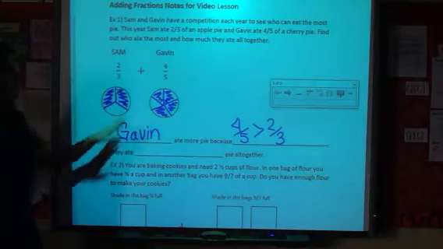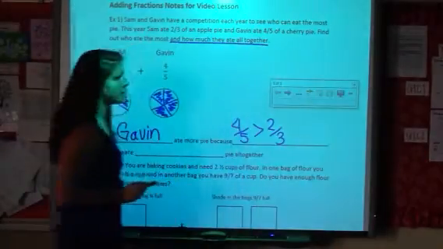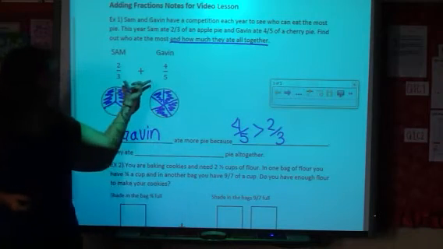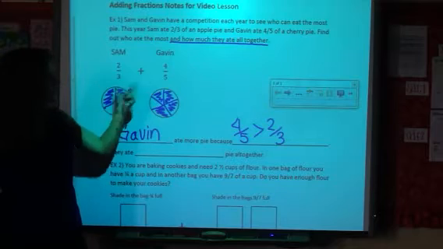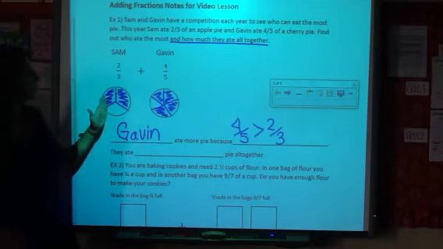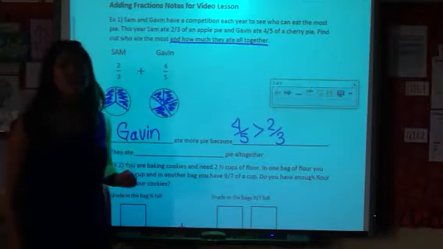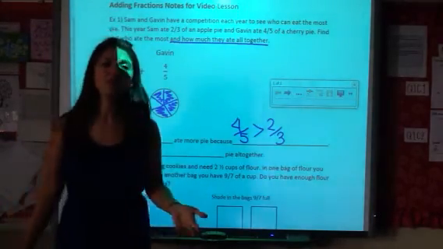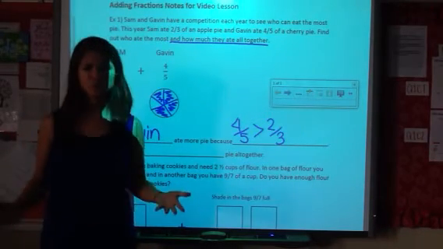Okay, now the second part of this question is, how much did they eat all together? Well, there's where adding fractions comes into play. So we're going to add these two fractions. Well, adding these two fractions, this is an apple pie, okay? So an apple pie, this is a cherry pie. Apple plus cherry doesn't equal apple, and it doesn't equal cherry. An apple plus a cherry, we're going to have to say it equals fruit, okay?